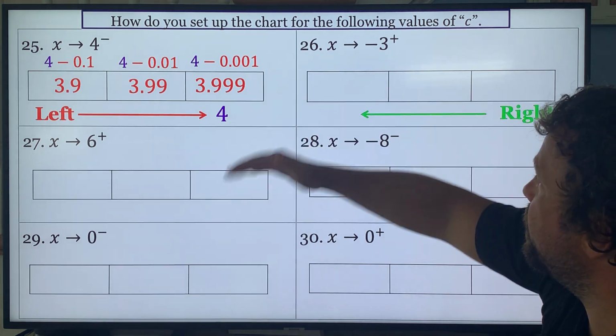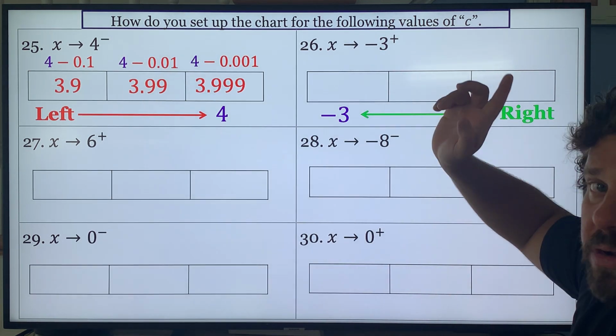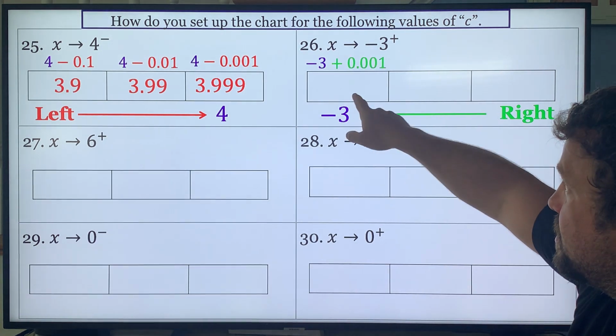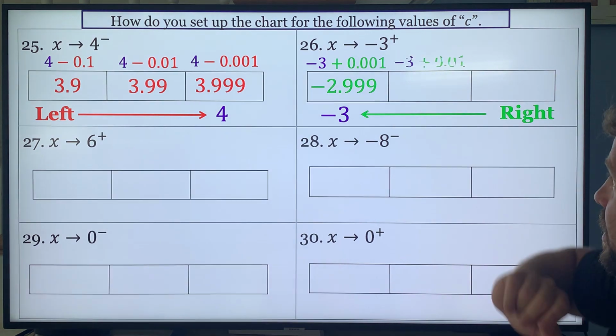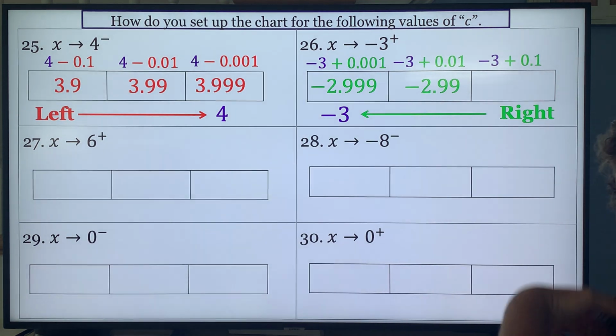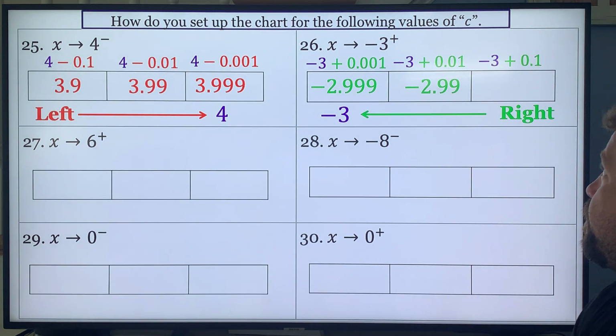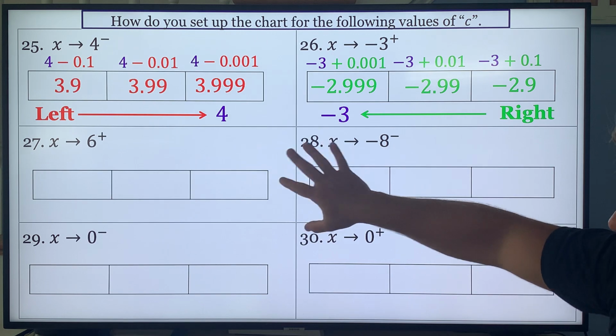All right, -3 from the positive side. From the positive side, you're coming from the right. So you're going to end up with -3 over here. So you're going to add 1,000th, which is actually -2.999. Add 100th, which is -2.99. And add a 10th, which is -2.9. Right? Got it? Finish.